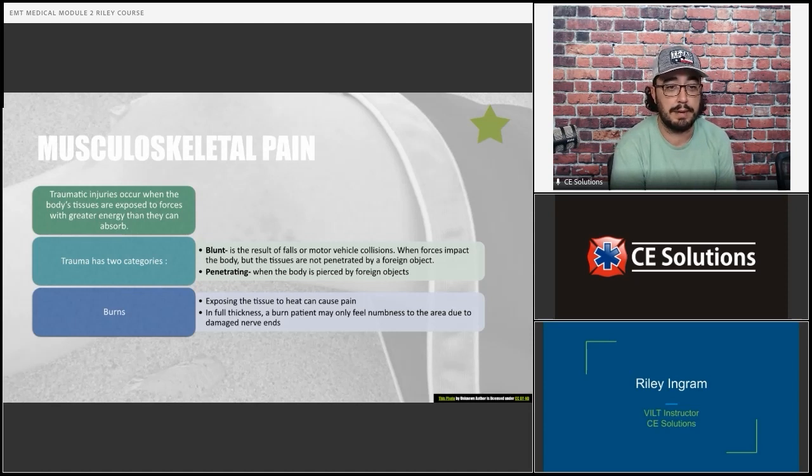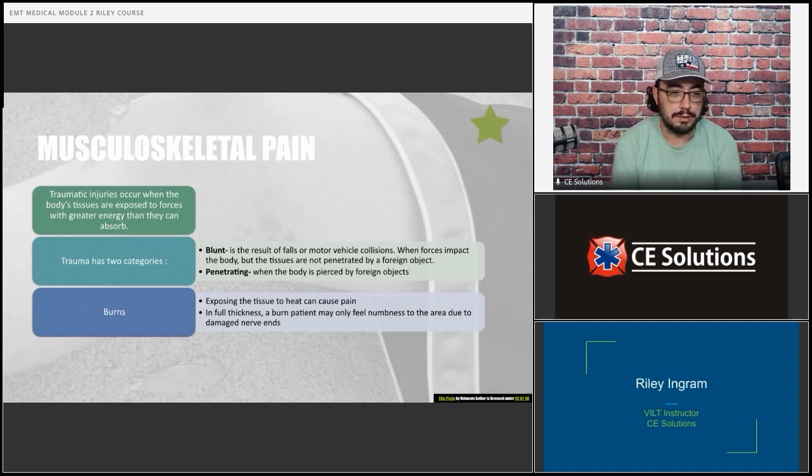Penetrating is exactly what it sounds like. It's when the body is pierced by any type of foreign object. And that would be your penetrating traumas, whether that be a pencil, a stick, a knife, a gun. If there's something that penetrates, something that gets into your skin, then that is a penetrating trauma, right?